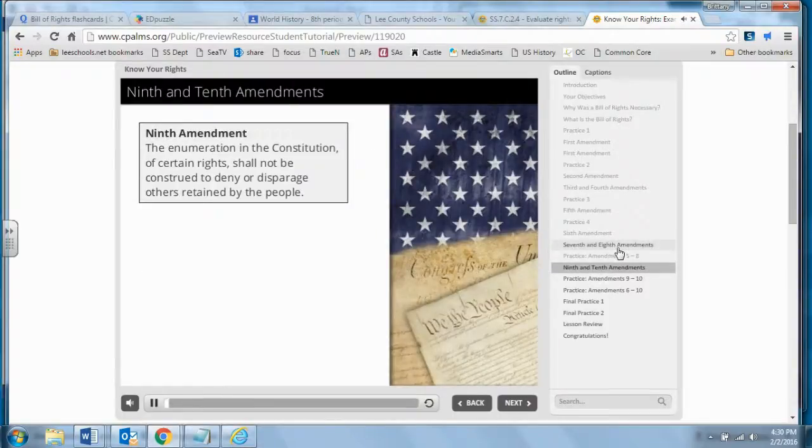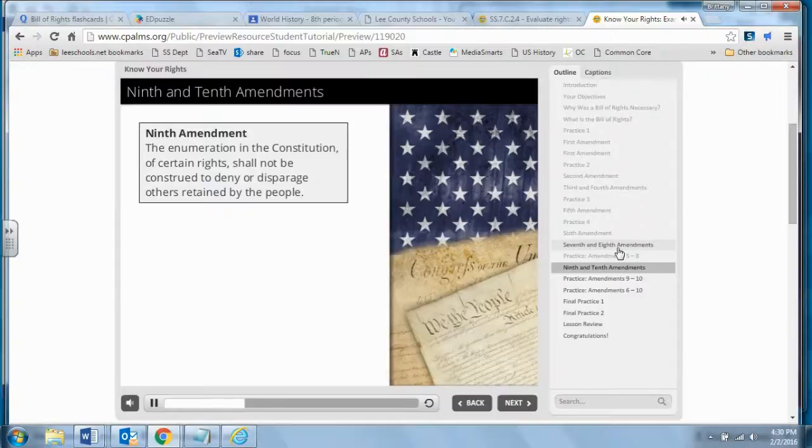The Ninth and Tenth Amendments are a little different from the ones we've seen so far, but no less important. They don't mention any specific rights or freedoms of the American people, but instead refer to the people's other rights, those not specifically mentioned in the Constitution. The Ninth Amendment says that the enumeration in the Constitution of certain rights shall not be construed to deny or disparage others retained by the people.